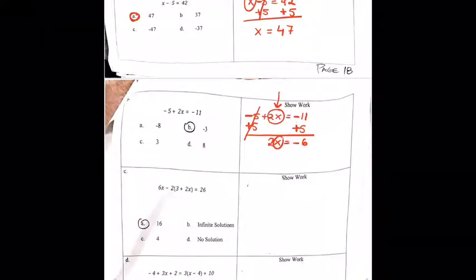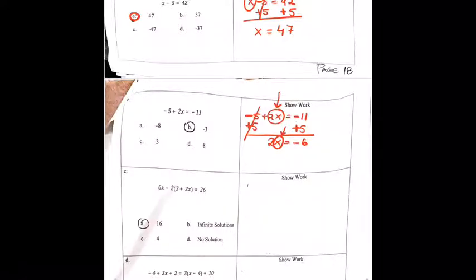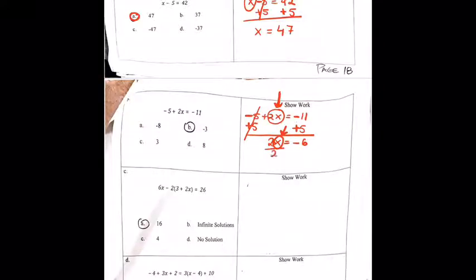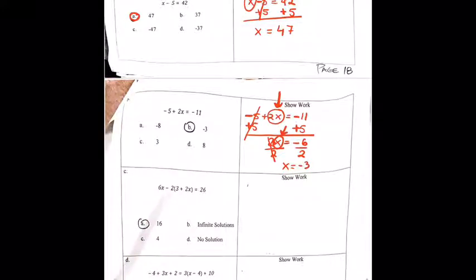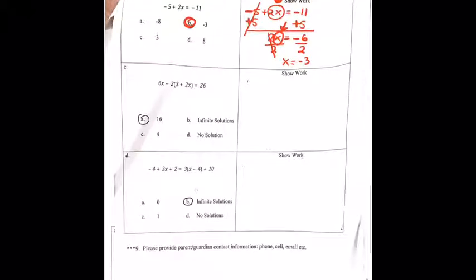Next thing I need to do is isolate my variable. So first you isolate your term with the variable, and then you isolate your variable. Between 2 and x, I have multiplication, so the opposite of multiplication is division. So on both sides of the equal sign, I divide by 2. My 2 cancels out, and I have x equals negative 3. And that is answer B.